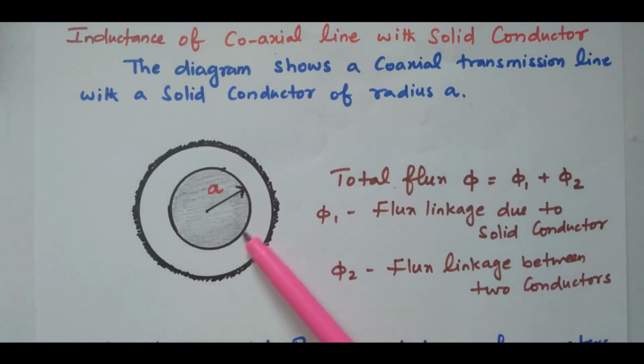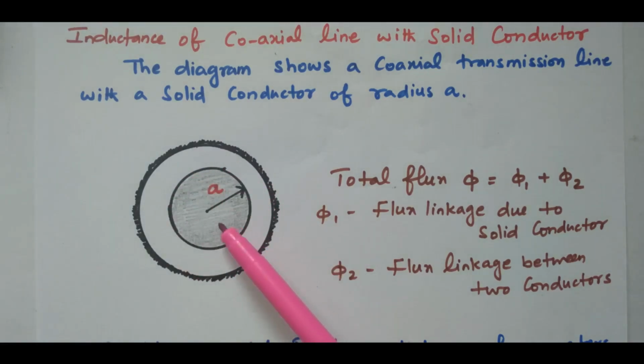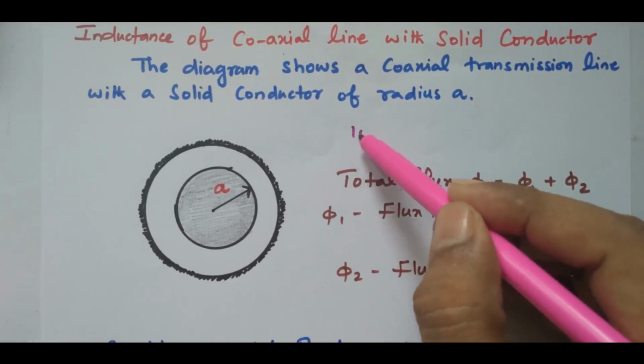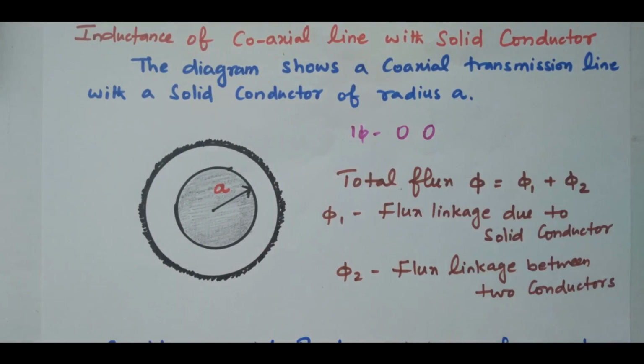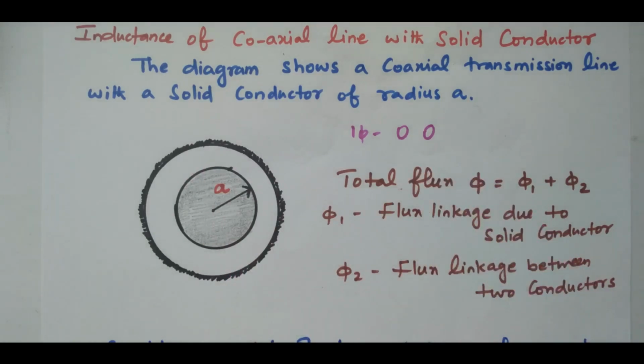We have one conductor available, only one solid conductor. The radius is a meters. If you want to transmit single phase power, we need one more conductor. For single phase power we need one more conductor like this. Here we have only one conductor, but for transmitting single phase power we need two conductors.